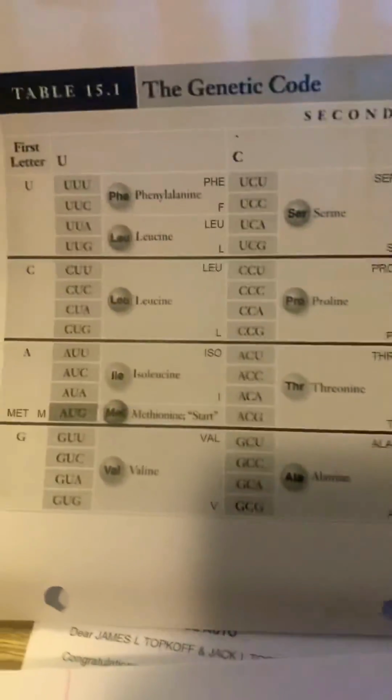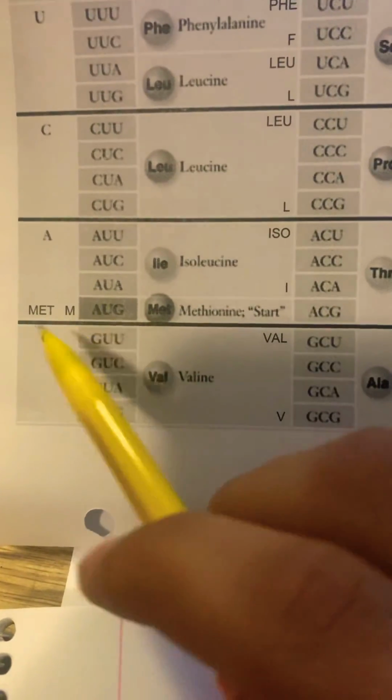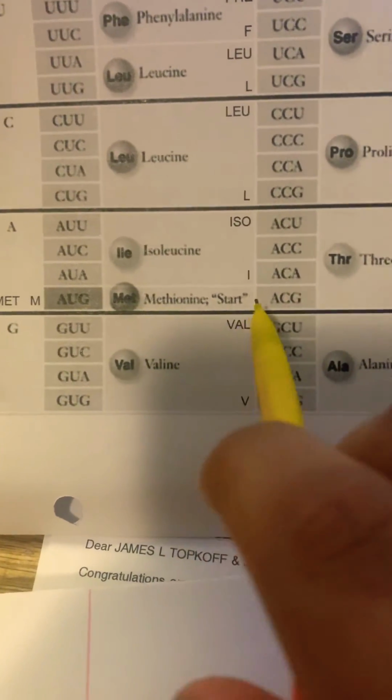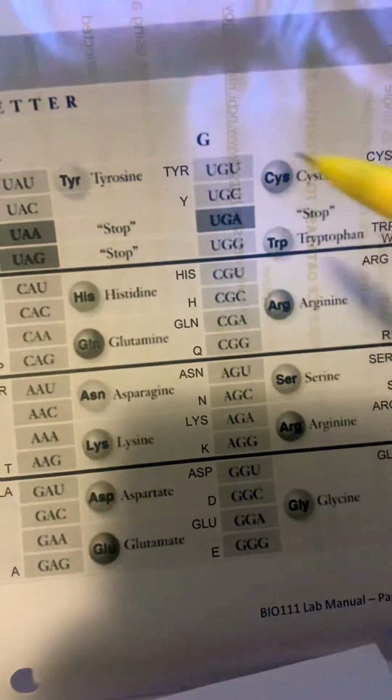There are some specific special ones, such as AUG. It gets you methionine, which is your start codon. And then as you can see, there's UAA, UAG, and UGA, which are your stop codons.